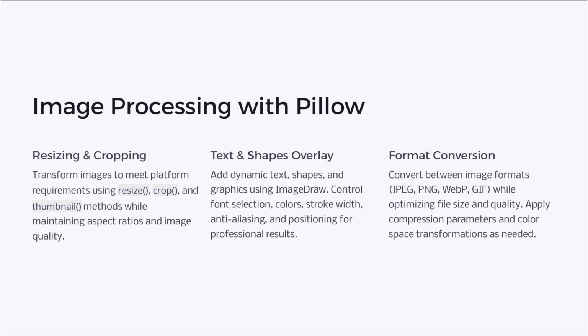Utilize Pillow for image processing by resizing and cropping images with resize, crop, and thumbnail methods, ensuring aspect ratio and quality. Overlay text and shapes using Image Draw, managing fonts, colors, and positioning. Convert image formats like JPEG, PNG, and GIF, optimizing file size and quality with compression and color space adjustments.